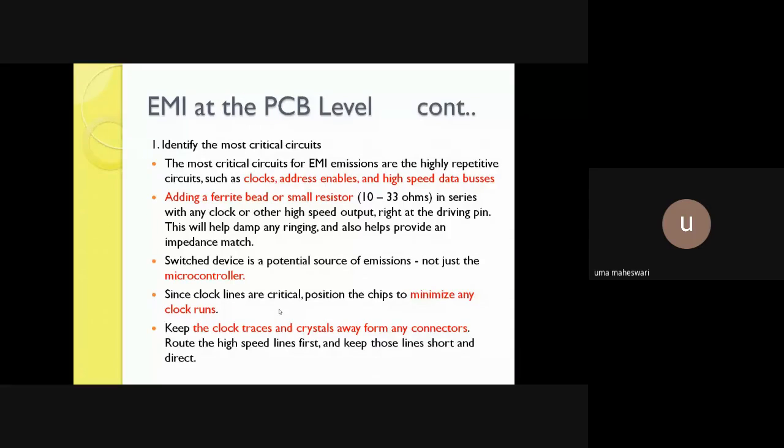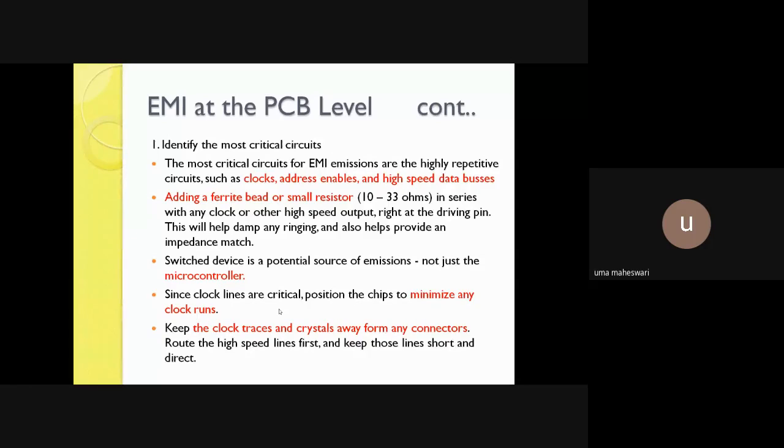So, identification of the most critical circuits. Critical circuits here means the clock signals, address enables, and high speed data buses. We need to identify where they are being connected or routed. Just adding a ferrite bead or small resistor in series with the clock is enough to mitigate this issue.